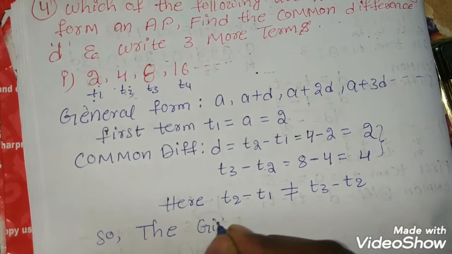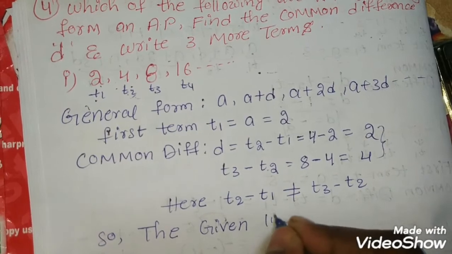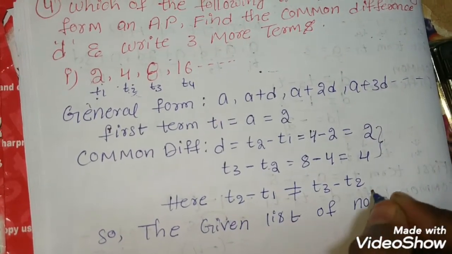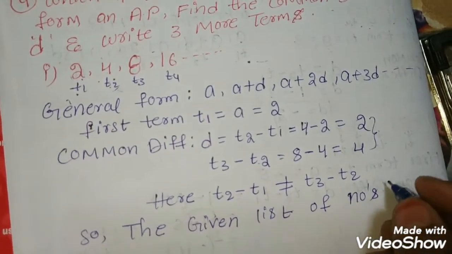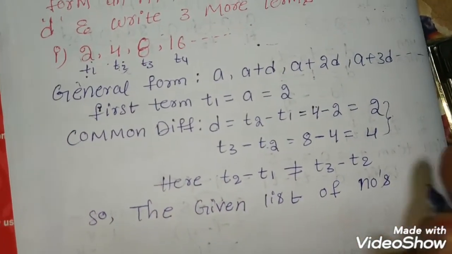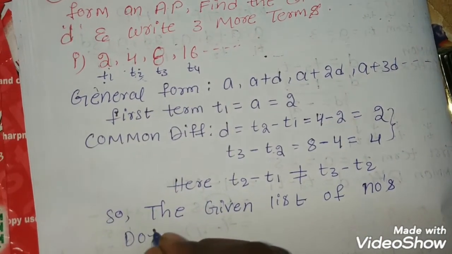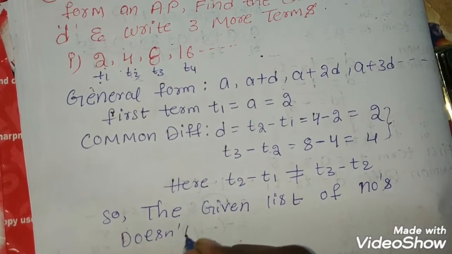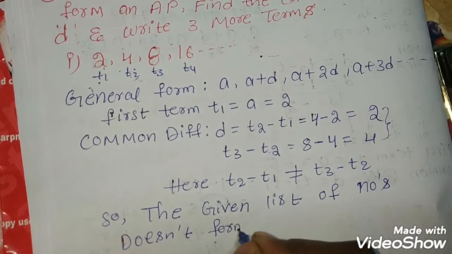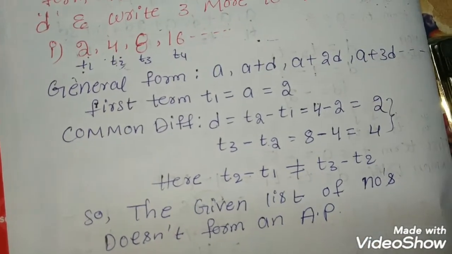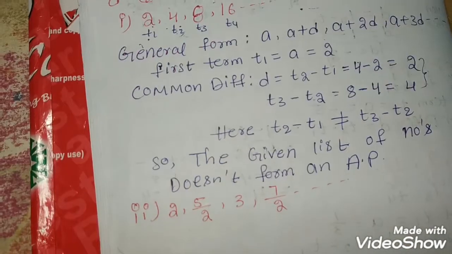So the given list, and please note down each and every problem and do practice. The given list of numbers does not form an arithmetic progression. Understand? Let's go for the next question.